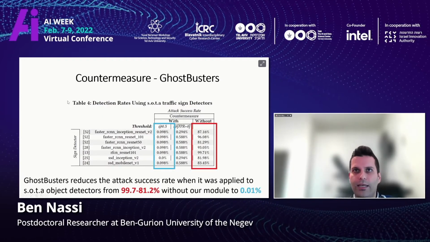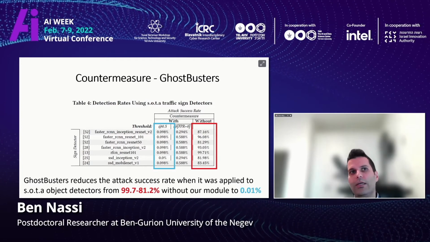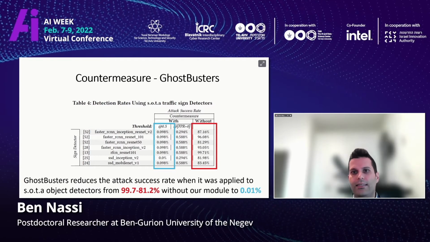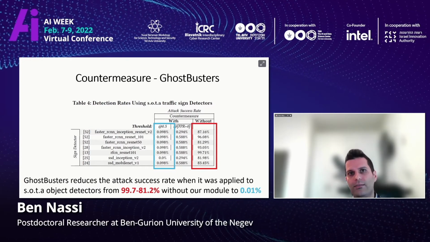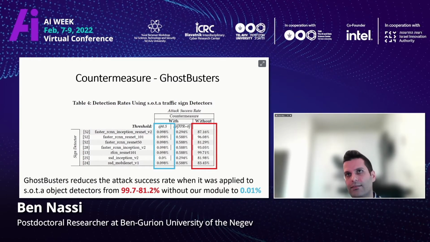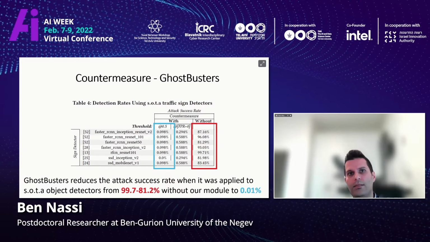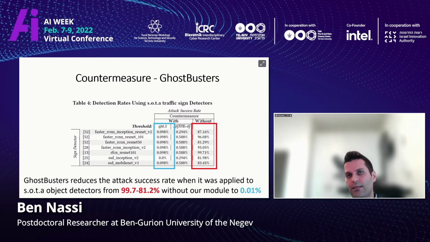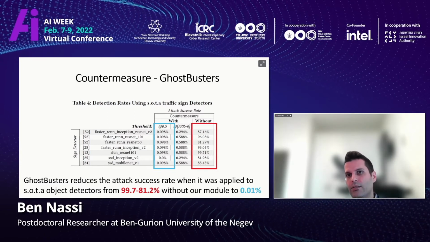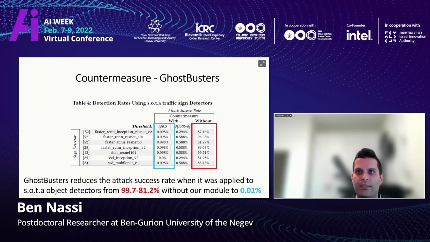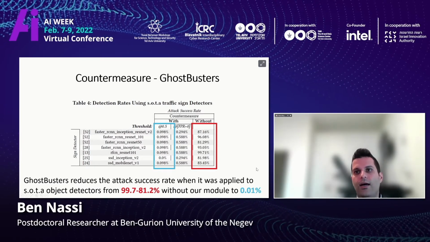So finally, we also used Ghostbusters as a second layer of validation, and we applied it to mitigate attacks against state-of-the-art object detectors. As you can see, by doing so we were able to reduce the attack success rate from 99% to less than 1% when Ghostbusters was applied for validation.